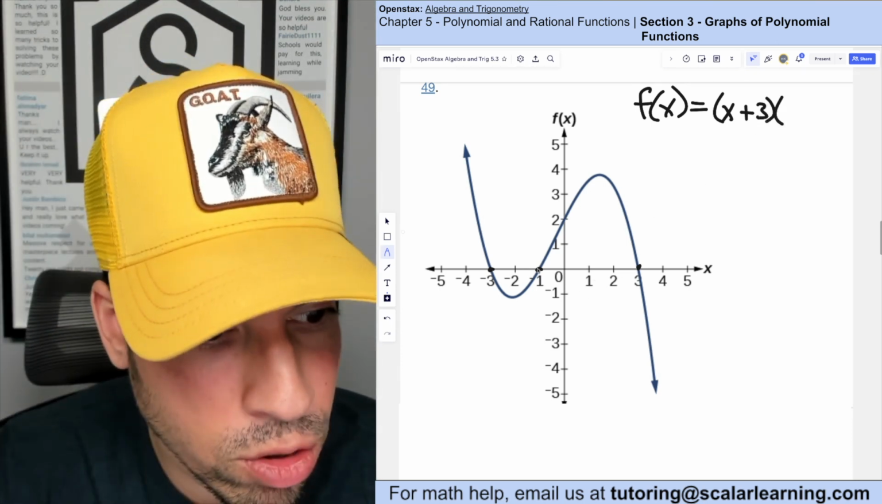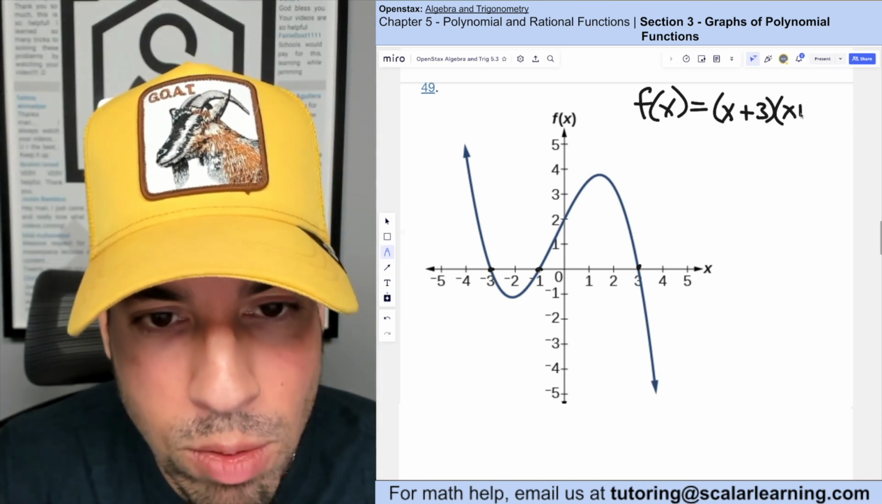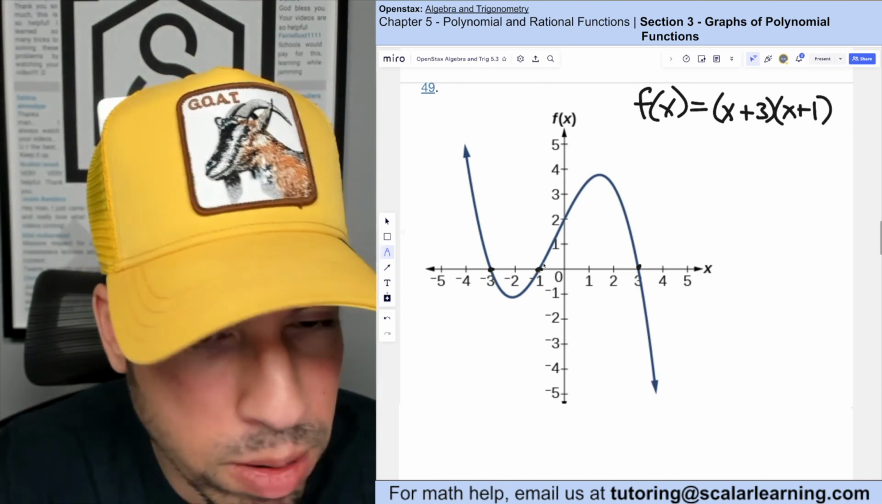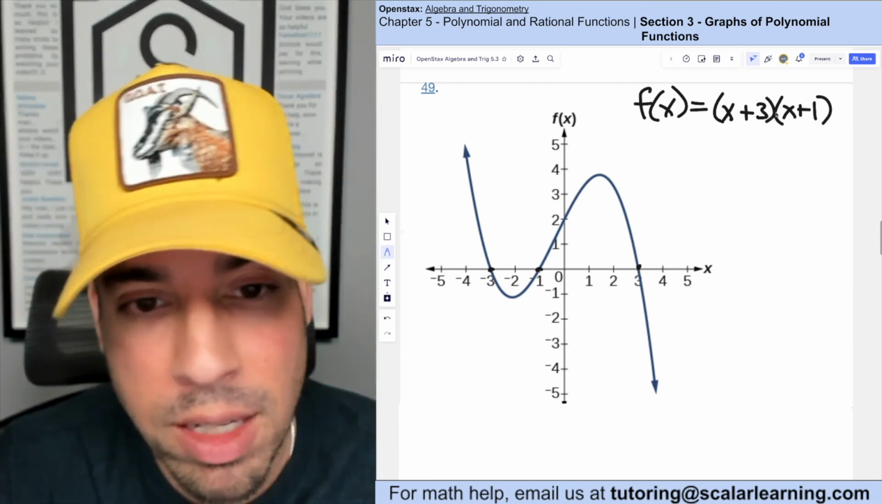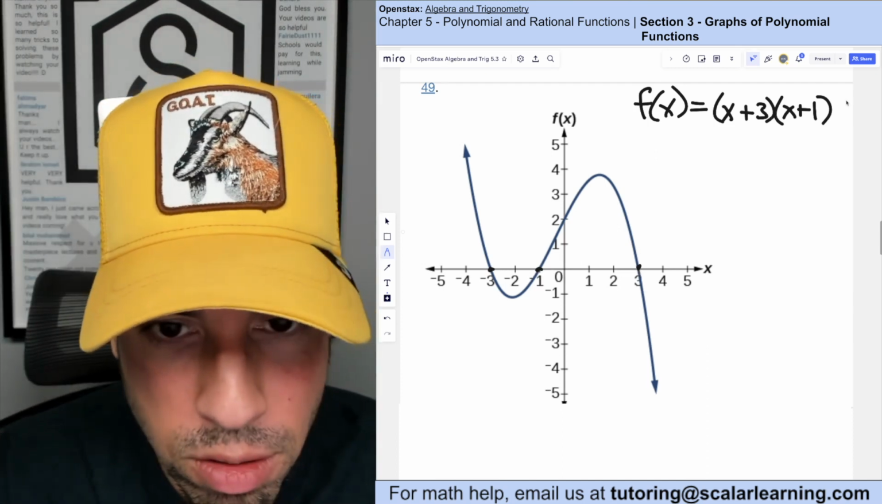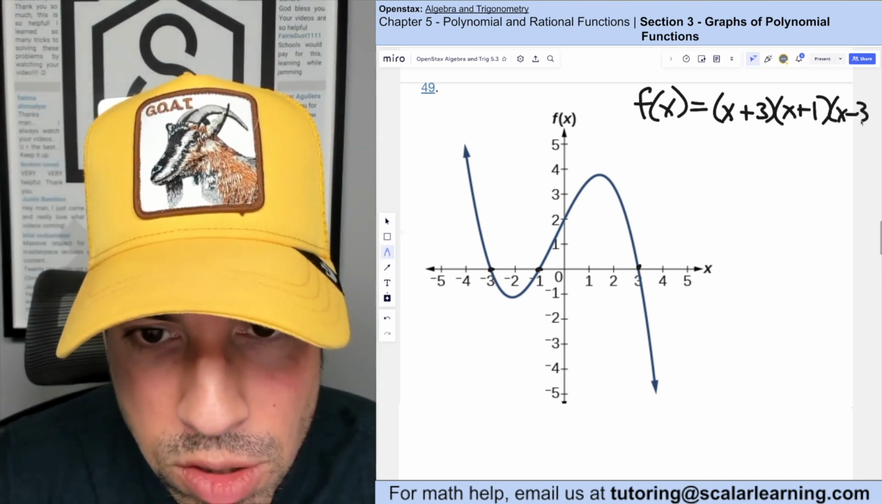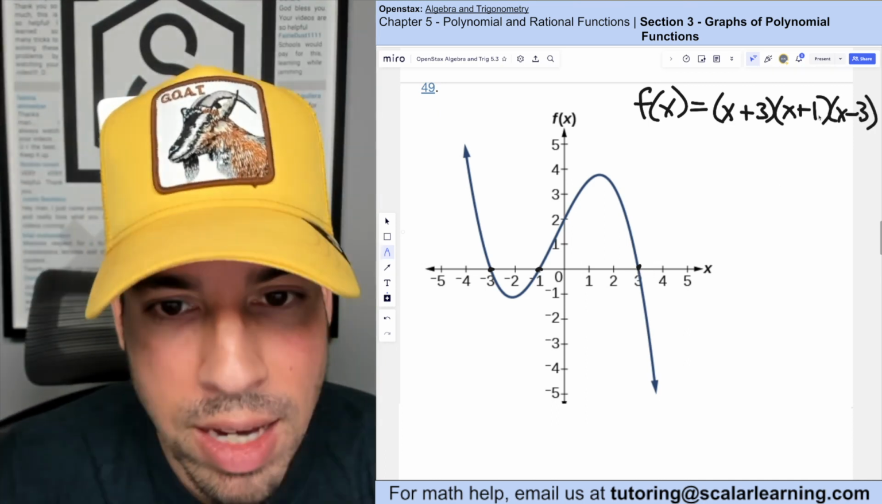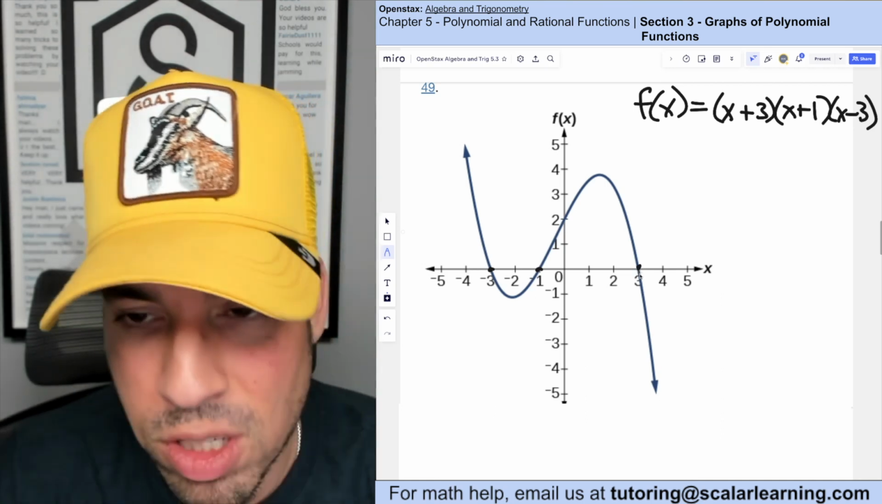We also have a 0 at -1. So that would make sense for an x plus 1 because you plug -1 in, you're going to get a 0 there. Boom. And we also have a 0 at 3. So we're going to have x minus 3. So basically all we're doing is we're saying x minus whatever those x-intercepts or zeros are.